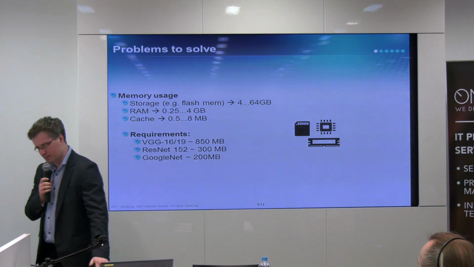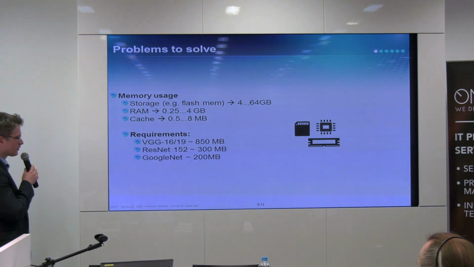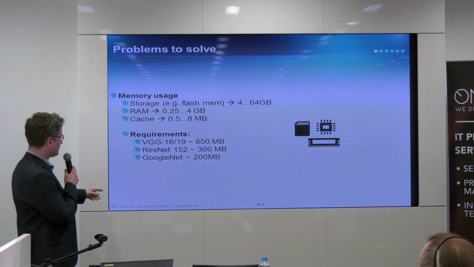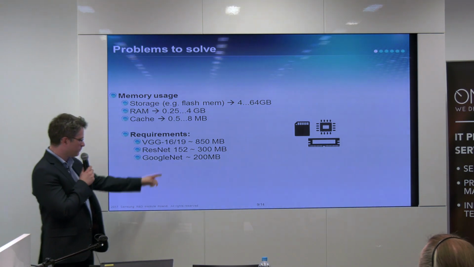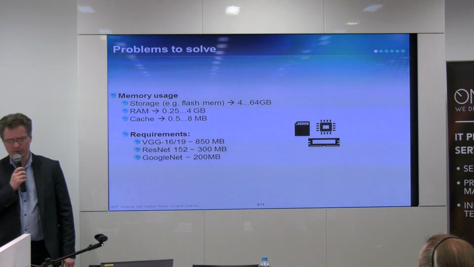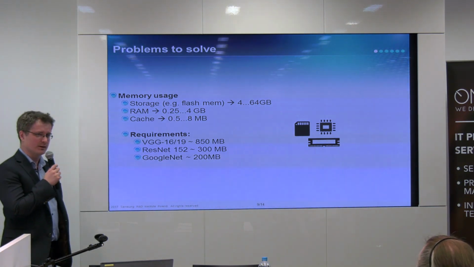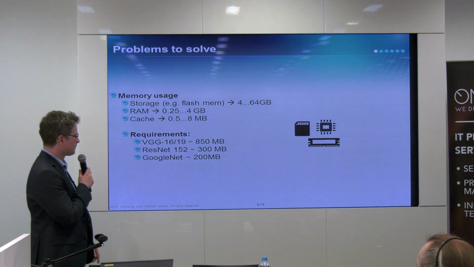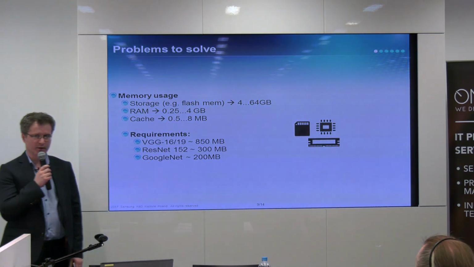And last but not least, if you are aware that for object recognition to work, we need, for the VGG, one of the popular deep neural networks, 850 megabytes of memory. And I think this is only for the parameters, not counting buffers and intermediate results. The same is true for Microsoft's network or GoogleNet, they're also popular architectures.